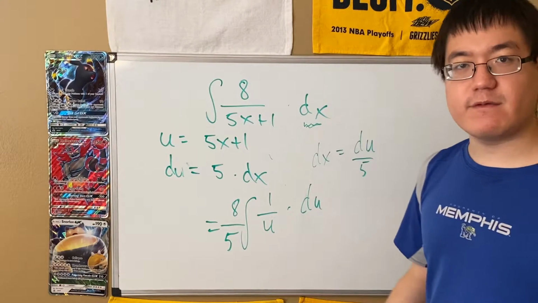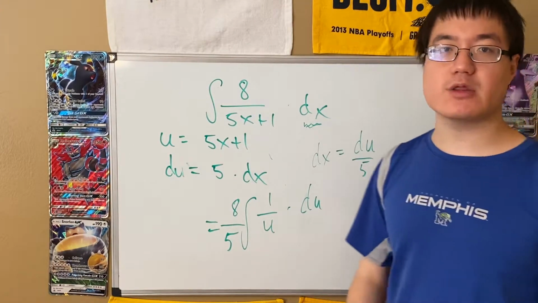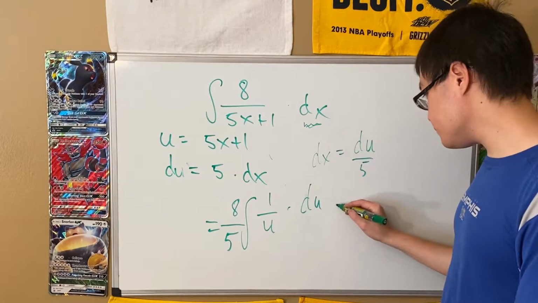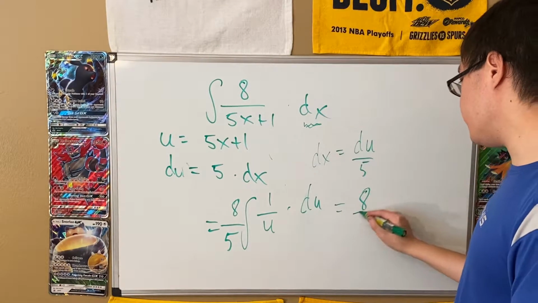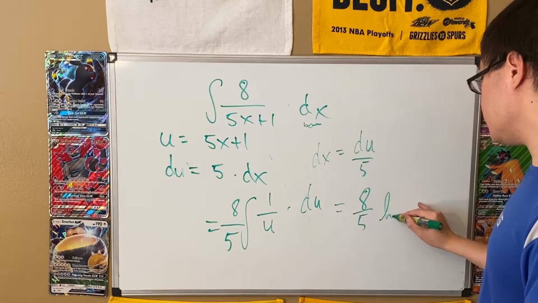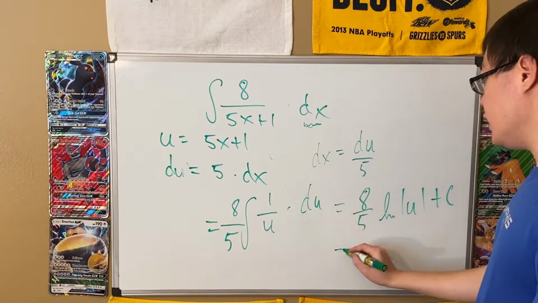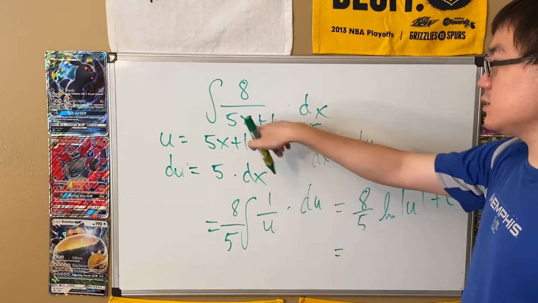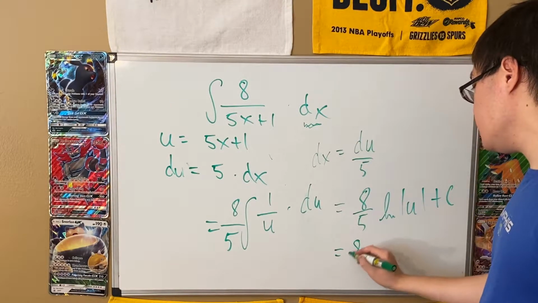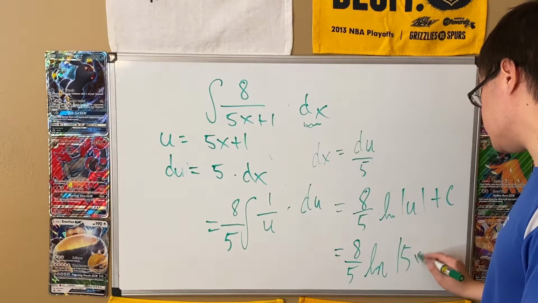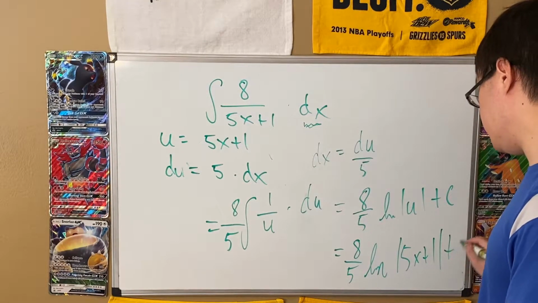What's the antiderivative of 1 over u? Keep in mind that it's not the power rule. We don't want to write it as u to the negative 1, because this is ln. So it's going to be 8 over 5 ln of u, technically the absolute value of u, and then we're going to replace this u with 5x plus 1: 8 over 5 ln of 5x plus 1, and we are going to be done.